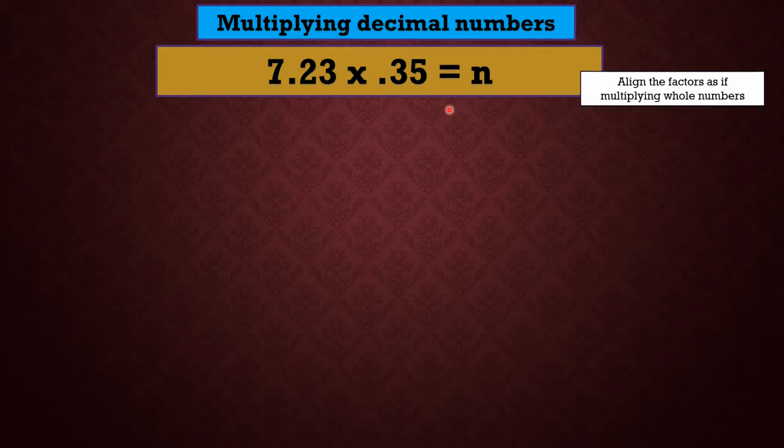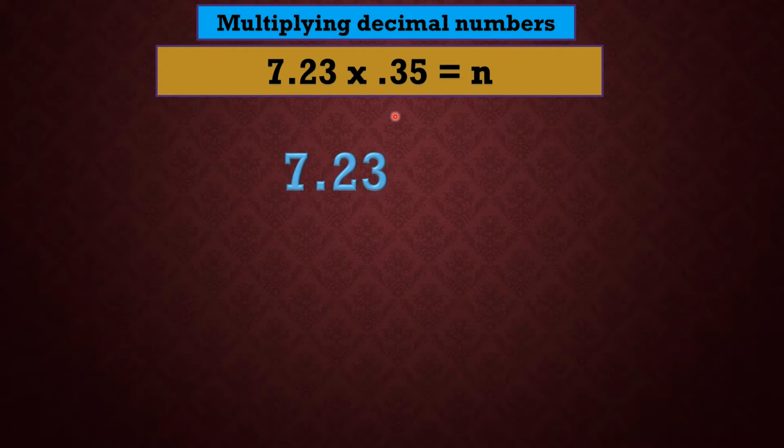So let's try. Let's rewrite it in column. So 7.23 times 0.35. Regardless of the alignment of the decimal point, we're just going to align the decimal numbers as if whole numbers. So let's start aligning them from the right, gaya ng ginagawa natin sa whole number. So this time, nagkataon lang na nagkapantay ang decimal numbers, and there's nothing wrong with that.